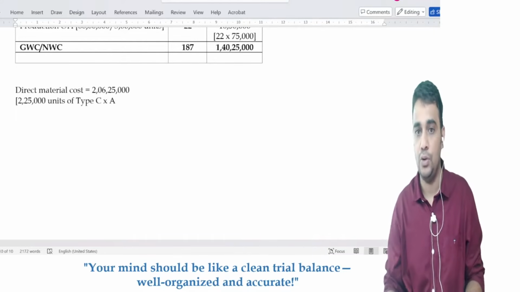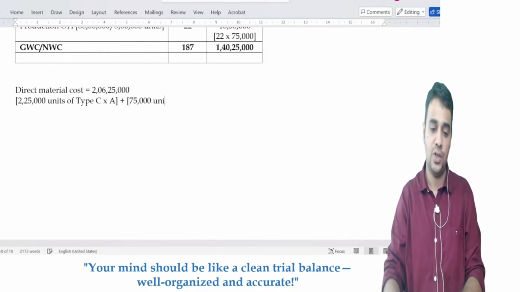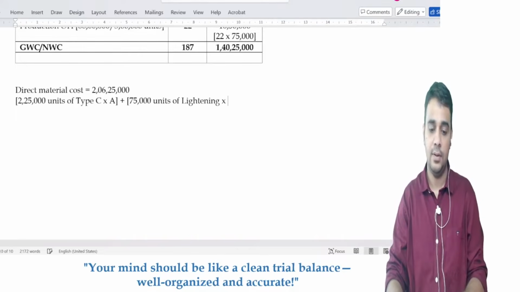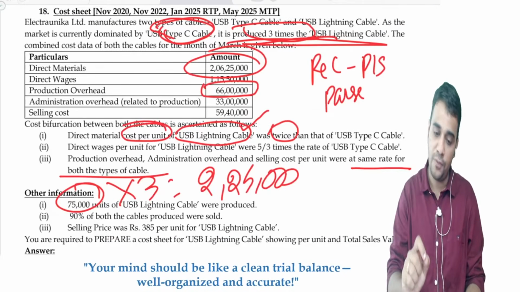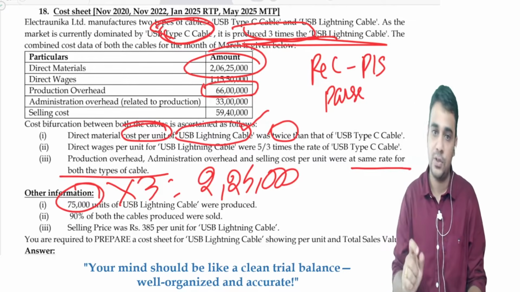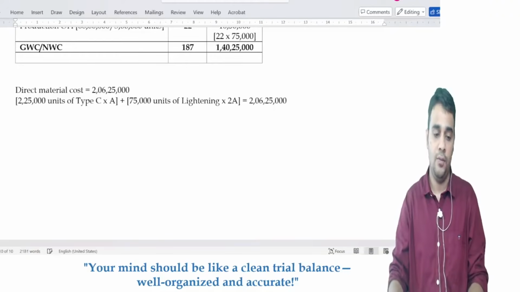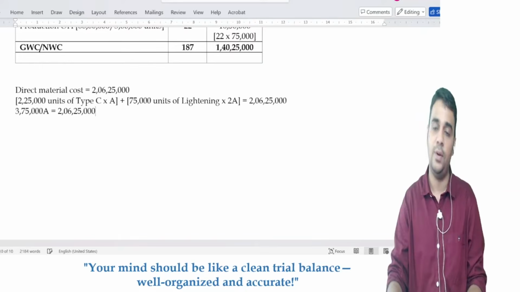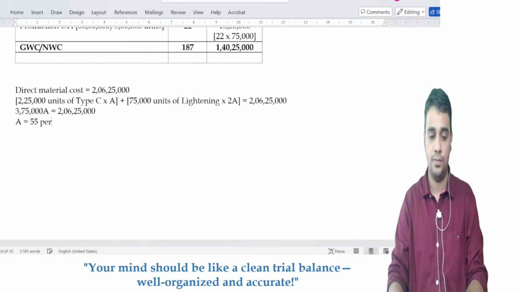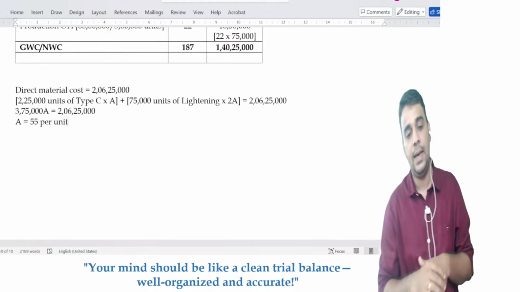The cost of type C is A, plus 75,000 units of lightning into the cost of a lightning cable, which is 2 times the type C cable, so into 2A. This is equal to 2 crore 6 lakh 25,000. When I solve it, 3 lakh 75,000 A is equal to 2 crore 6 lakh 25,000, and A is equal to 55 per unit, which is the cost of a type C cable. Lightning cable will be double that.